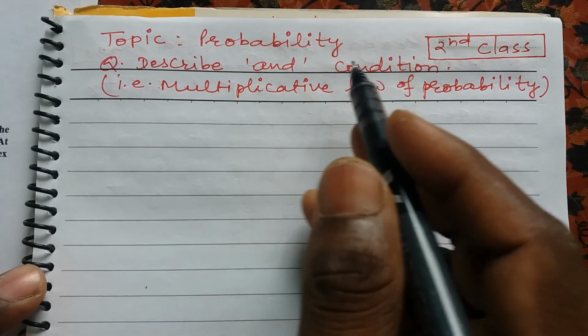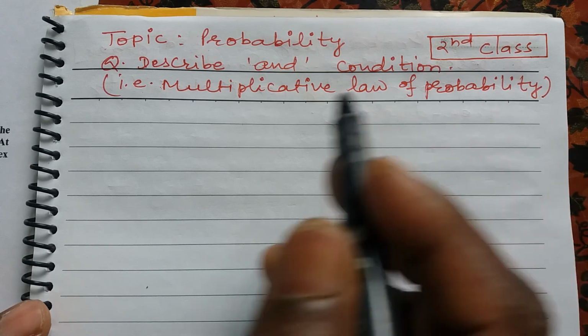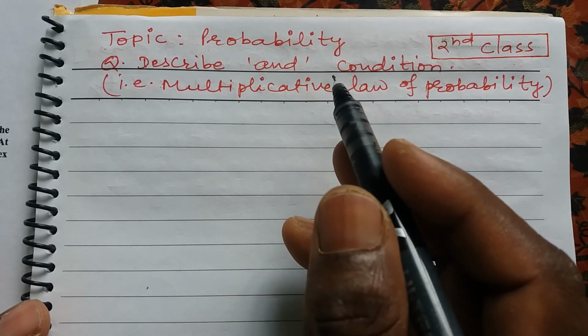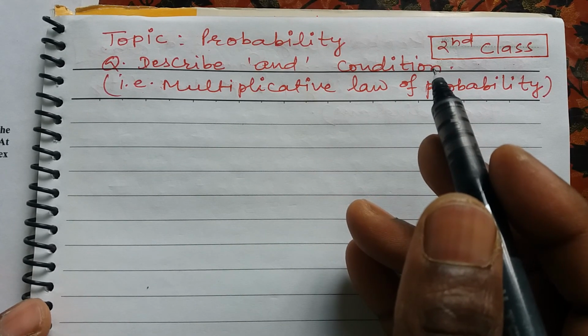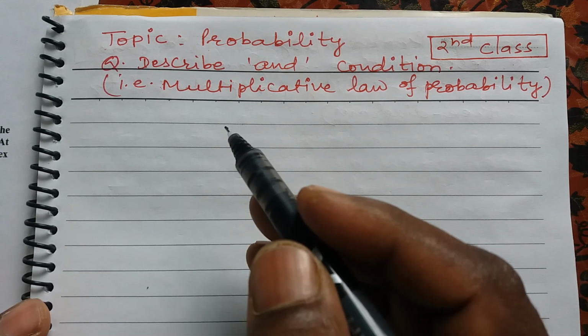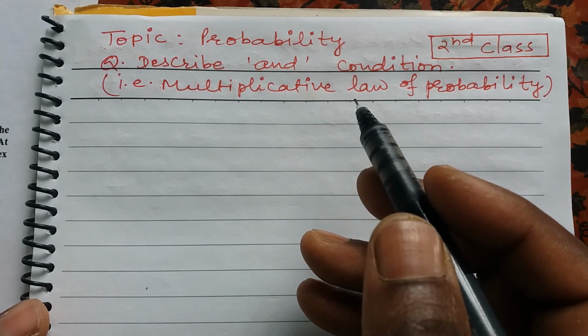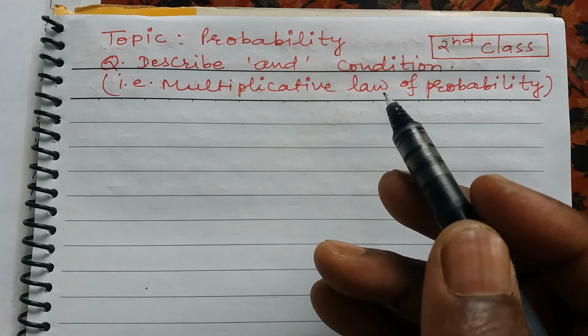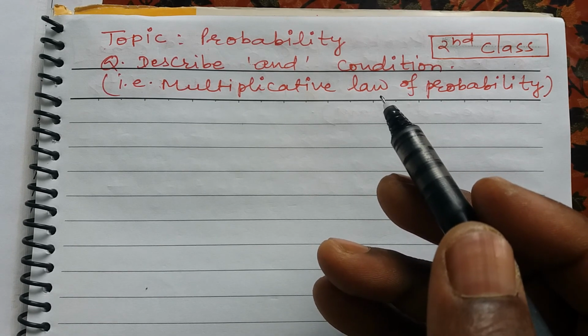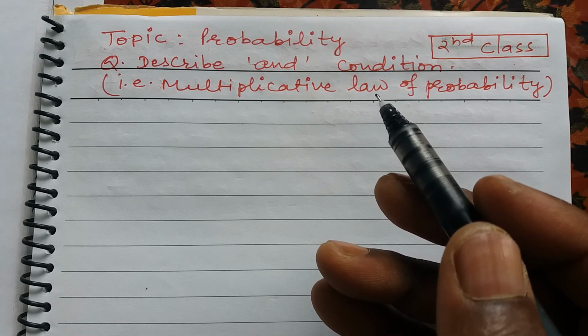Topic is probability and it is the second class. Student, question is here, describe AND condition. Another name of the AND condition is multiplicative law of probability. In this class today I am going to teach about the multiplication law of probability.